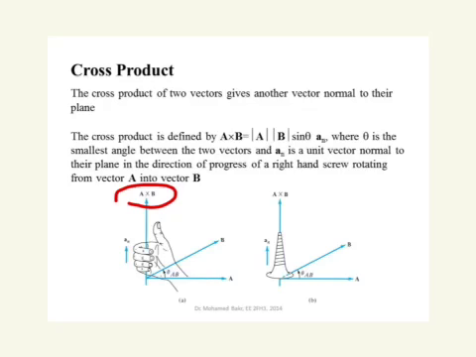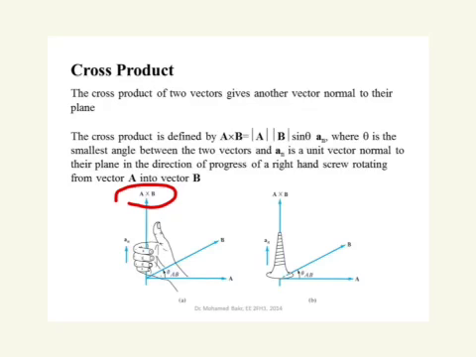Now, in terms of value, what is the value of the cross product? It is modulus A modulus B sine theta AN, where AN is the unit vector normal to the plane of the two vectors. So it's a vector. What is its magnitude? It is modulus A modulus B sine theta. What is its direction? It's the direction of the unit vector normal to both vectors. How many unit vectors do we have normal to A and B? We have actually two.